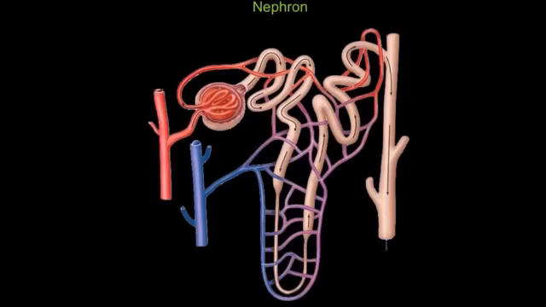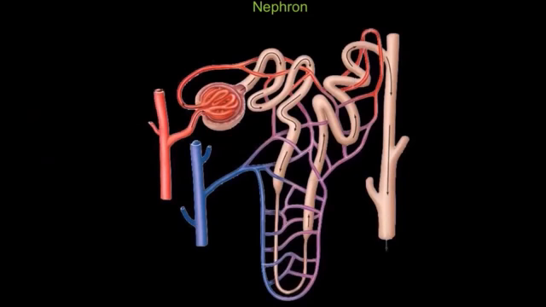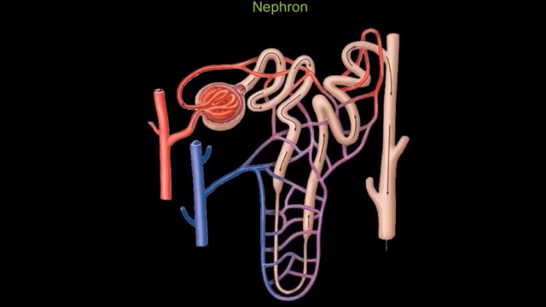The nephron is the functional unit of the kidney that is responsible for the formation of urine. The urinary system is closely associated with the cardiovascular system, since the cardiovascular system contains blood, and blood has the plasma, which contains the electrolytes, the salts, and any waste products that the body wants to get rid of. So before we begin identifying the parts of the nephron, we need to identify the parts of the cardiovascular system that are associated with the nephron.